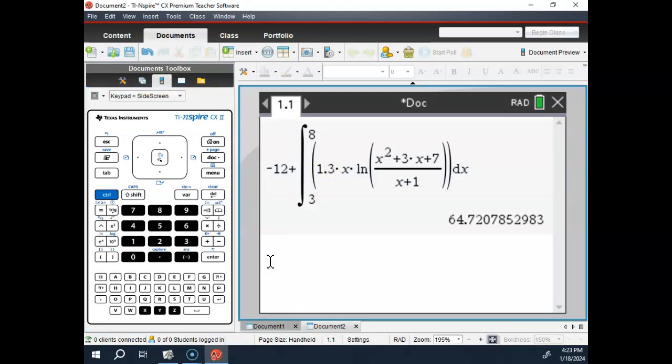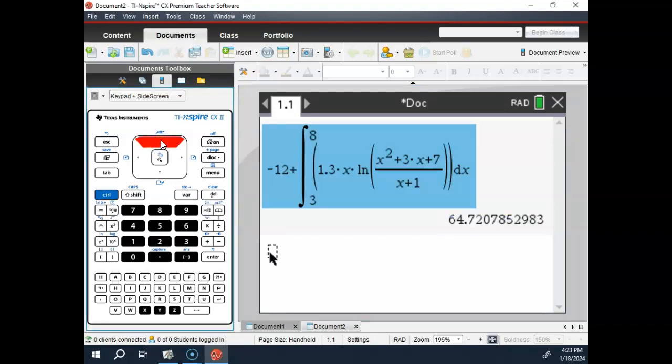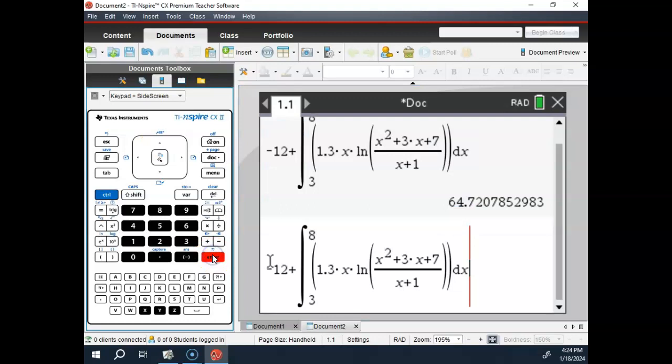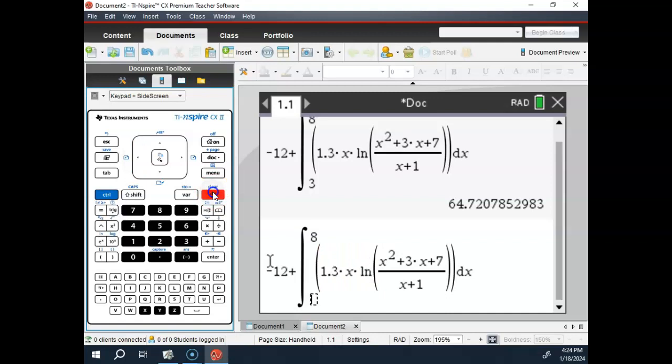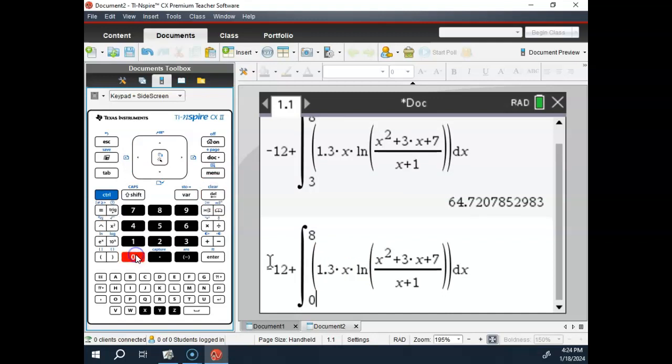Okay, so I'm here. I'm going to arrow up to where it's highlighted. Then I'm going to hit enter. Now it's here, and I can edit it. So I can arrow over. All that stuff's the same, right? I need to change this. This is supposed to be a 0. And then this is supposed to be a 3. And this is supposed to be a minus.